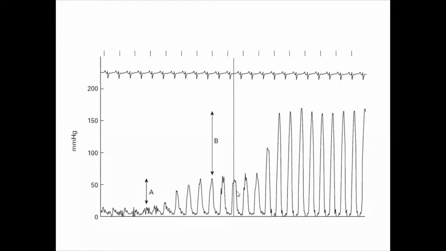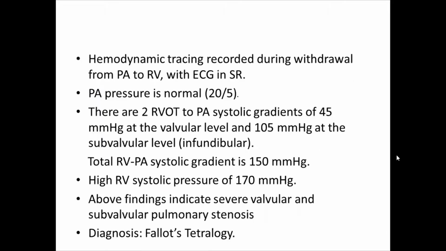So there are two gradients. The A is between the pulmonary artery and the RVOT, and the other one is between the RVOT and the RV cavity, which is infundibular. I have valvular and infundibular systolic gradients, and this usually occurs in case of PS, VSD, tetralogy of Fallot. Excellent. Good. Yes, tetralogy of Fallot. So this is the typical description.